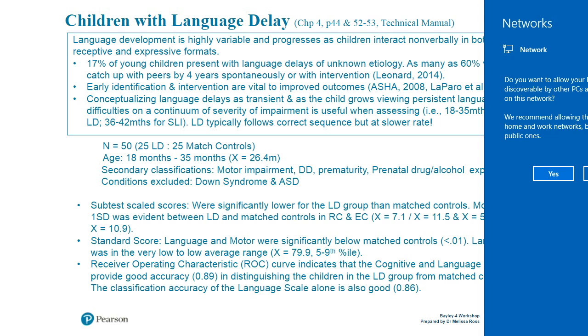Receiver operating characteristic curve indicates that the cognitive and language scales provide good accuracy of 0.89 in distinguishing the children in the language delay group from matched controls. The classification accuracy of the language scale alone is also good, 0.86.